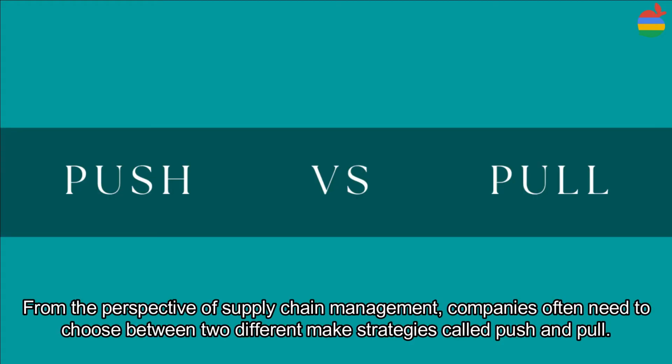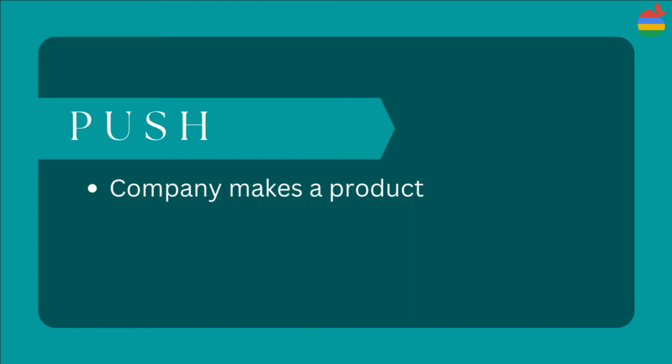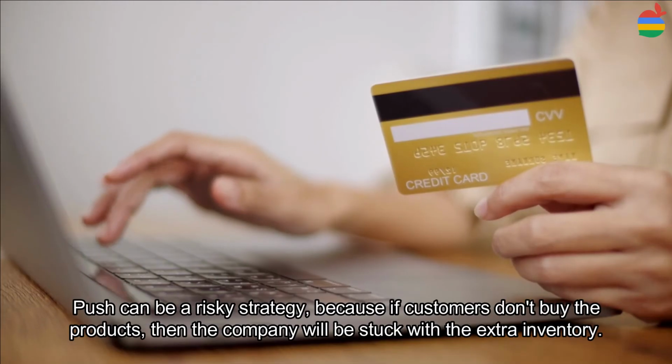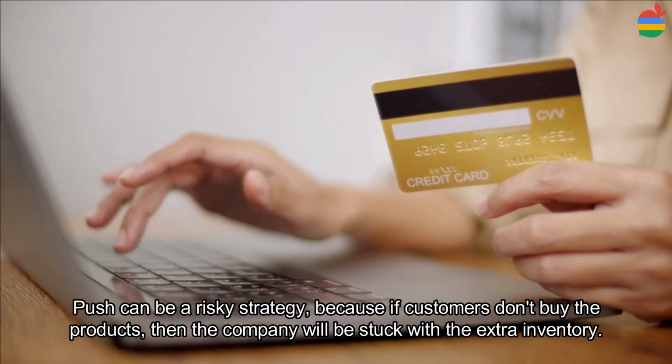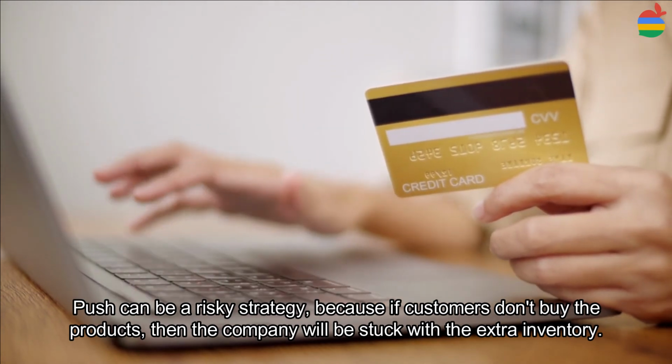From the perspective of supply chain management, companies often need to choose between two different make strategies that are called the push strategy and the pull strategy. When a customer places an order, they are pulling the supply chain. When a company makes a product, they are pushing the supply chain. If a company makes products before customers have bought them, it is called a make-to-stock approach or a push supply chain. Push can be a risky strategy because if customers don't buy the products, then the company will be stuck with extra inventory.